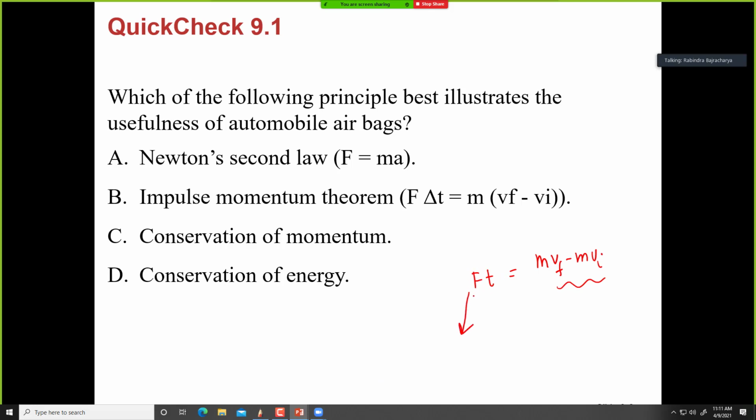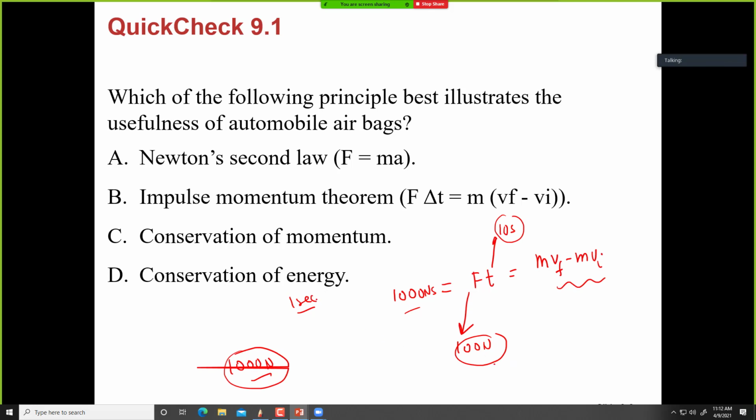You need a certain impulse. Let's say 1,000 Newton second. So you can get this impulse by increasing the time. Let's say 10 seconds and giving 100 Newton. Or you can also do 1,000 Newton over 1 second. So this has more impact force, and this one has less impact force. So the longer the time, the less the impact force. The shorter the time, the more the impact force.